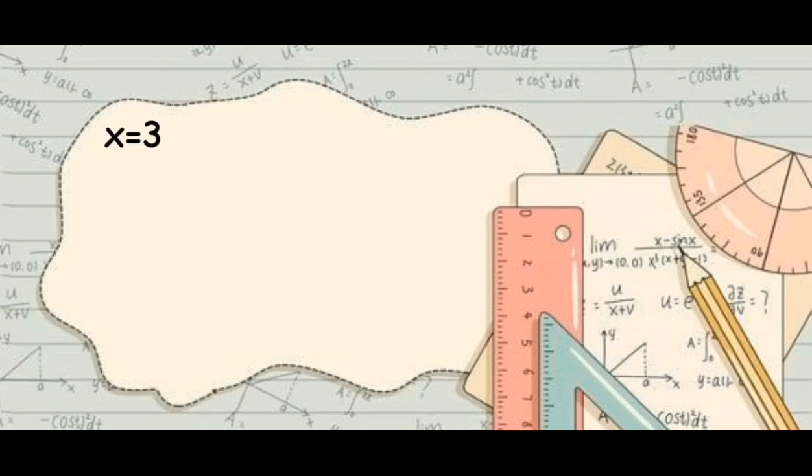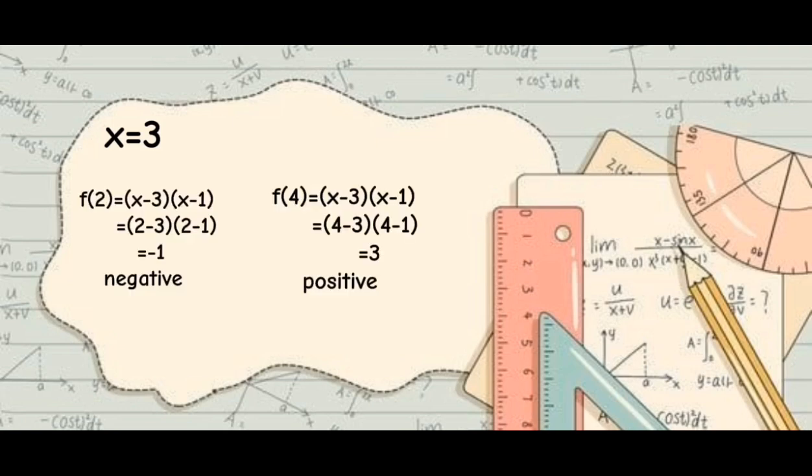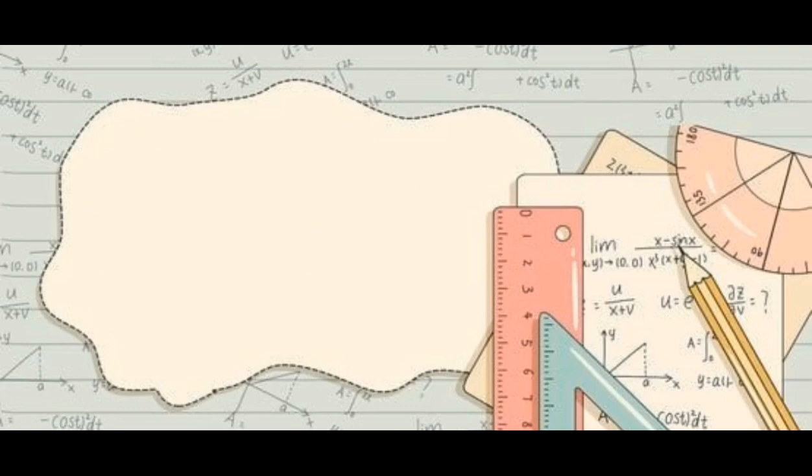First is the point x is equal to 3. We need to plug in a number that is greater than and less than 3 into the first derivative to find whether it is the local maximum or minimum. As you can see, as I plug in those numbers, you've noticed that the point x is equal to 3 is the local minimum because the first derivative changes from negative to positive.